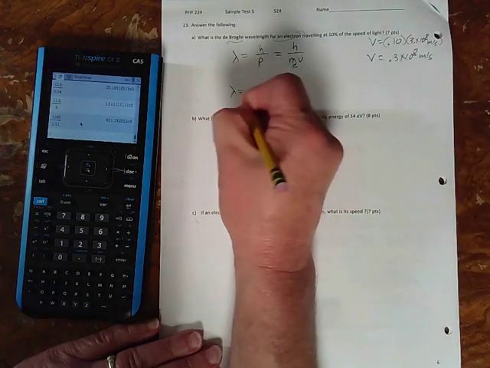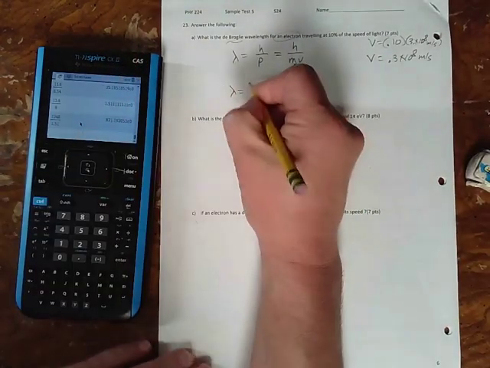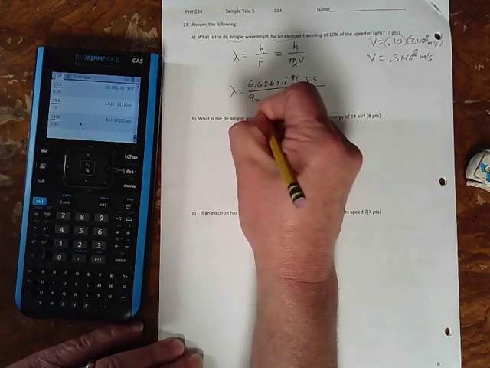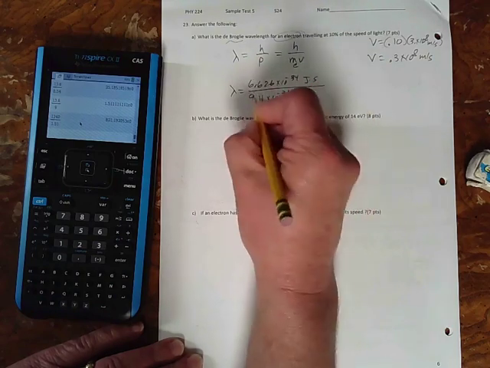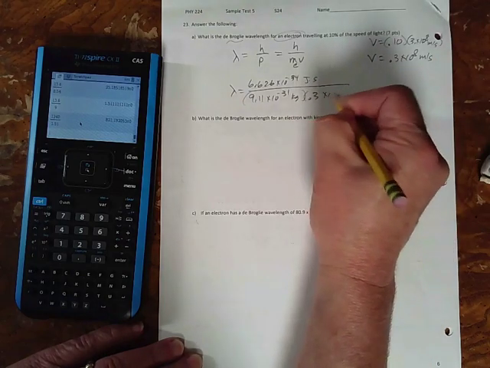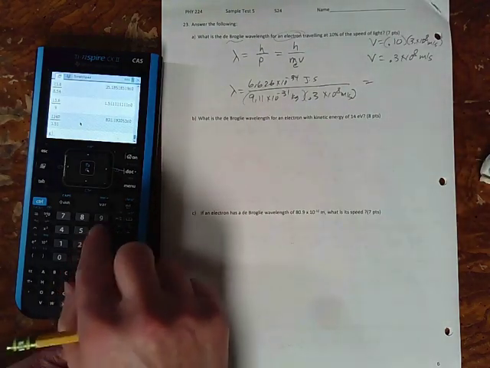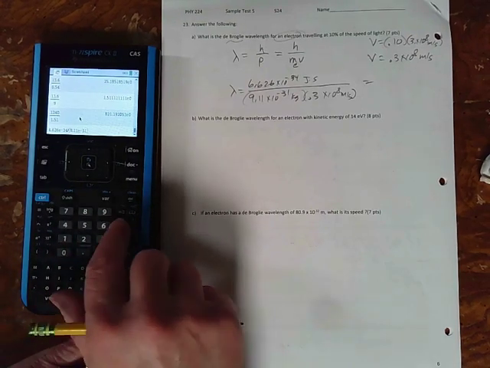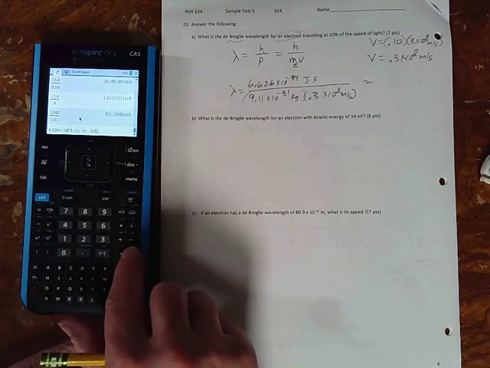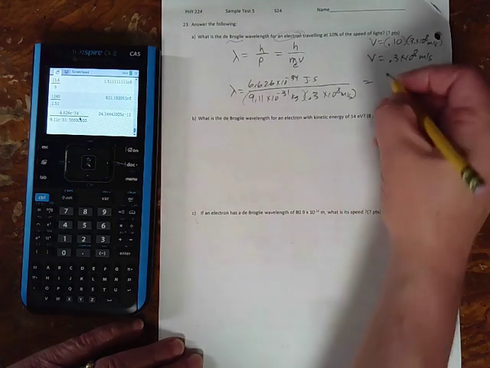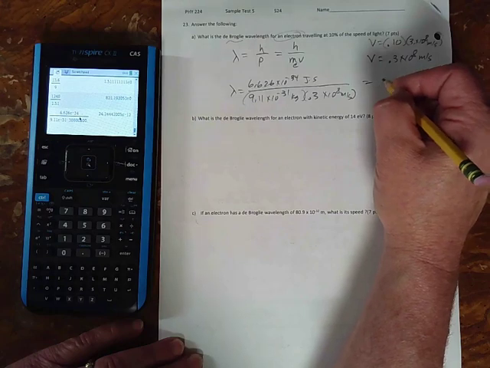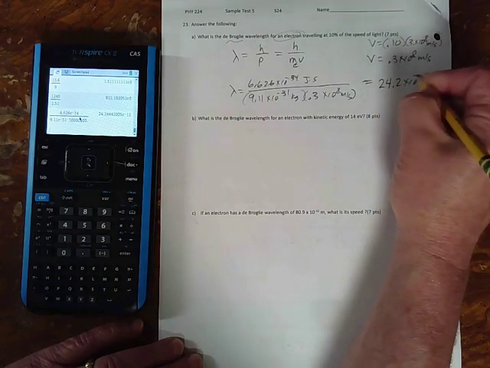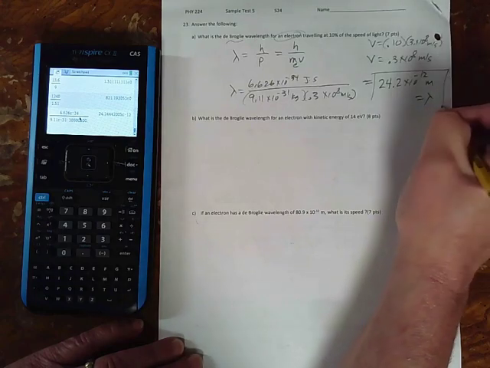Just plug it in. So lambda equals h, 6.626 times 10 to the negative 34 joule seconds, over m_e, 9.11 times 10 to the negative 31 kilograms, and v, 0.3 times 10 to the 8th meters per second. Okay. Yeah, this is matter, electrons, so this is going to be a very small wavelength, 24.2 times 10 to the negative 12 meters. Lambda.